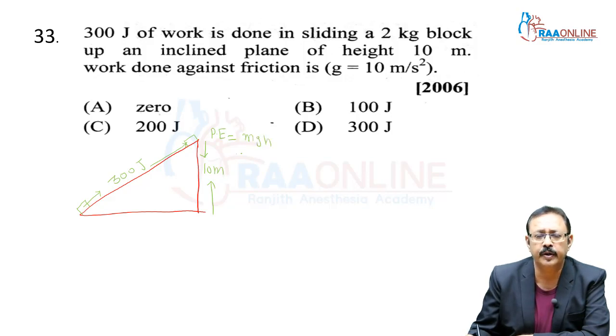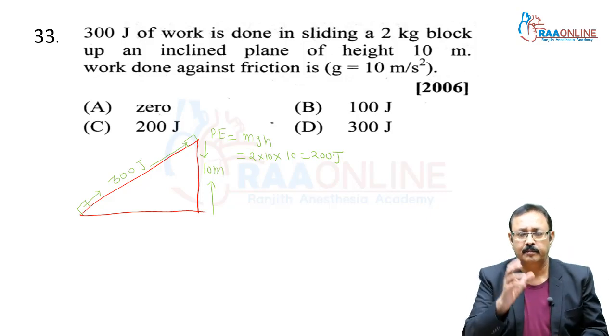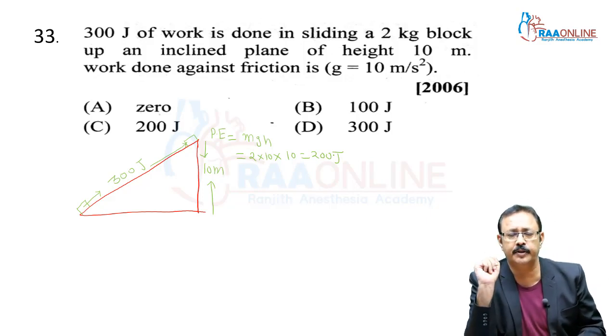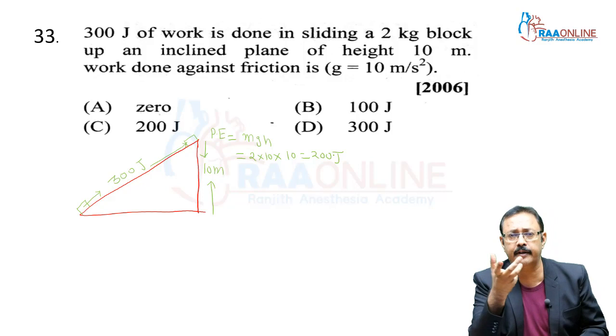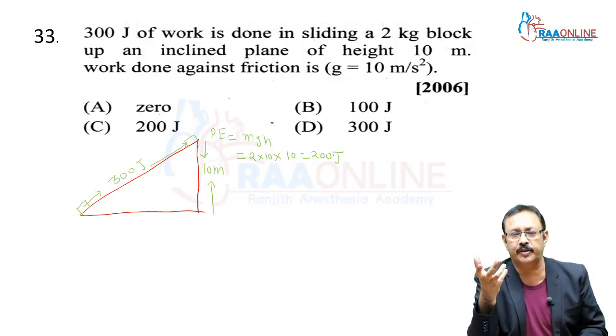mgh. So the increase in its potential energy is just 200 joule. You spent 300 joule, but the box got only 200 joule. Where is that 100 joule? It is wasted against the friction.